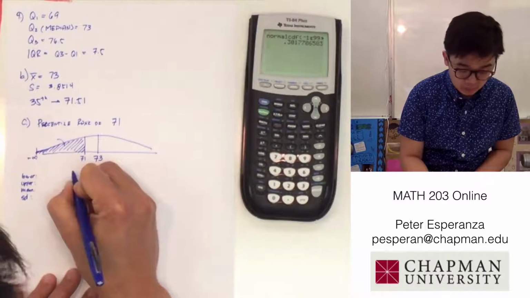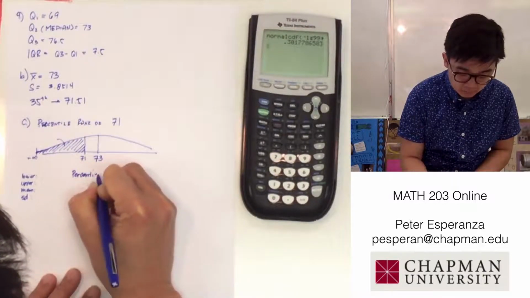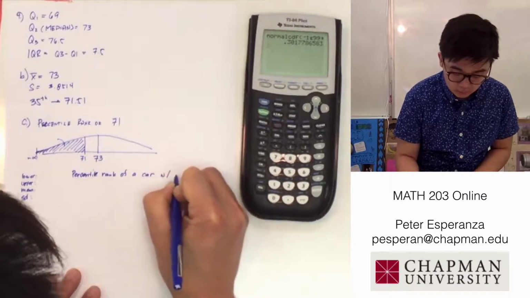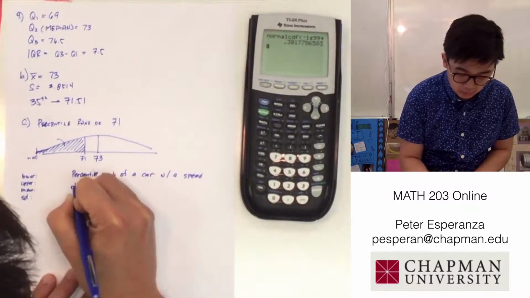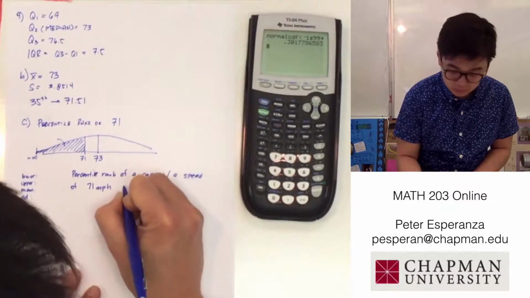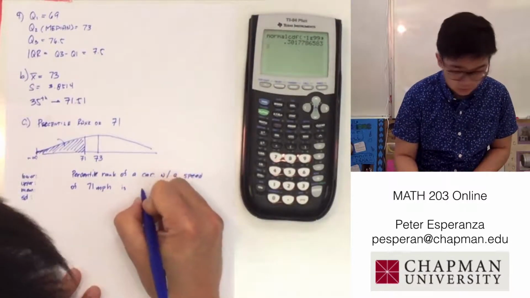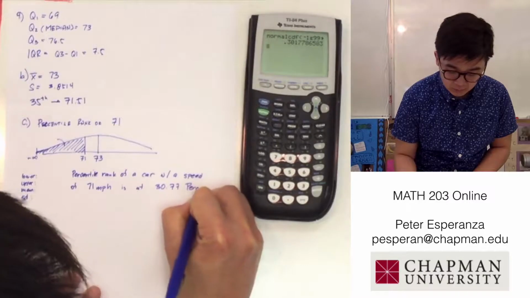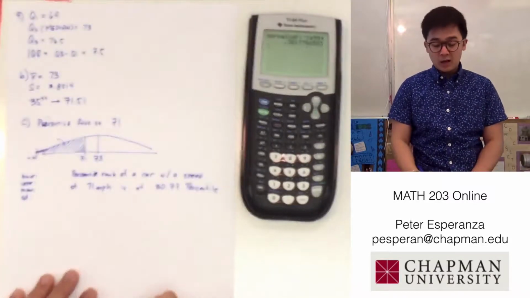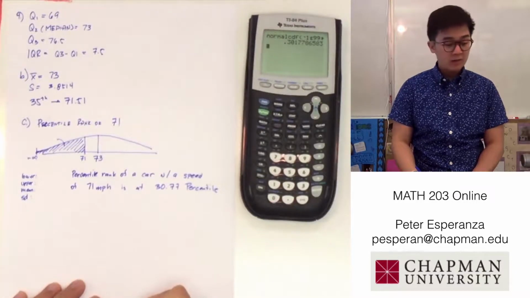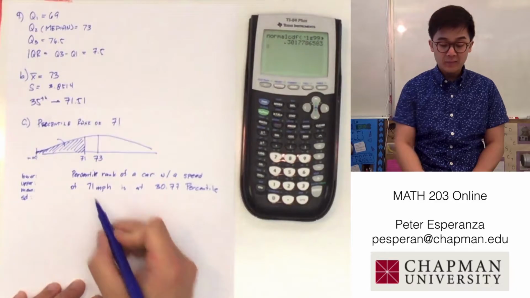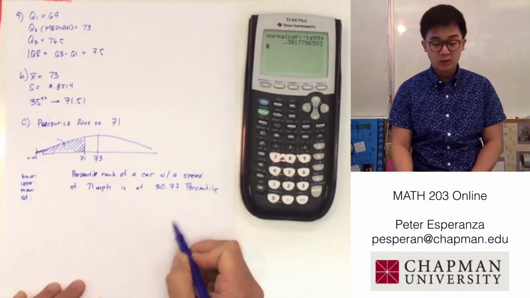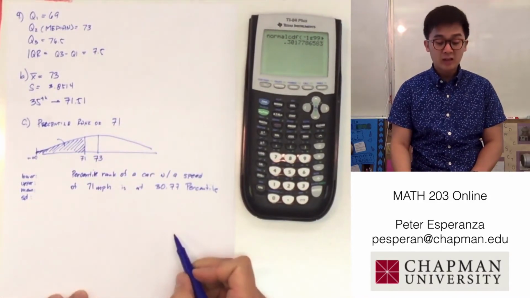So that means the percentile rank of 71 is about 30.75%, which means there are 30.75% of the sample that is going to be the same speed or slower than 71 miles per hour. So this is how you compute the percentile rank using our TI-84.